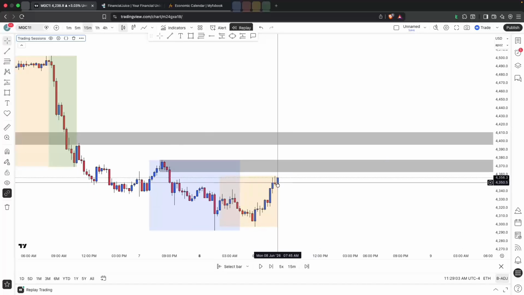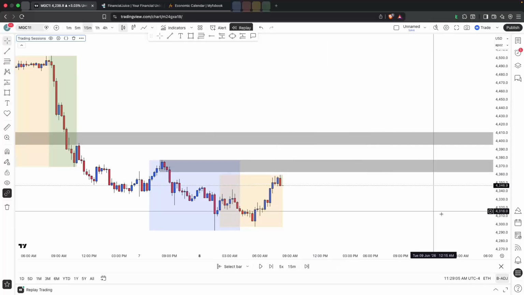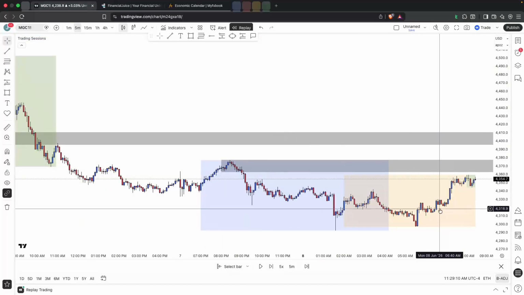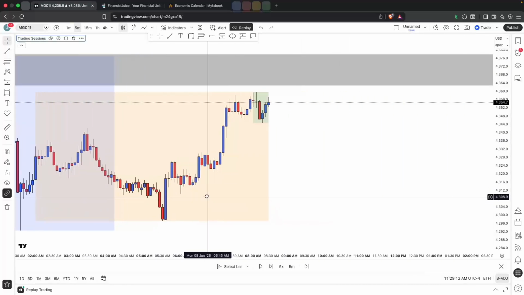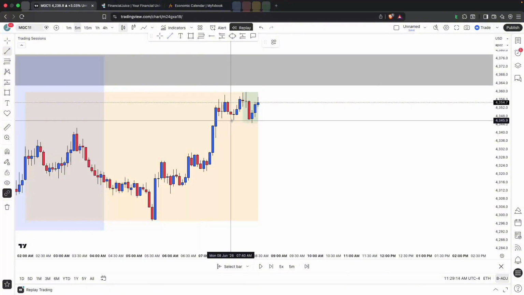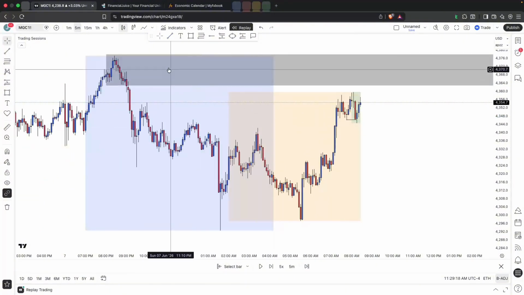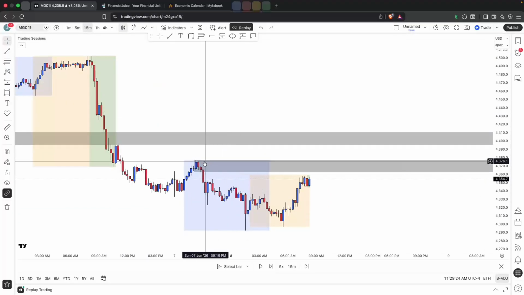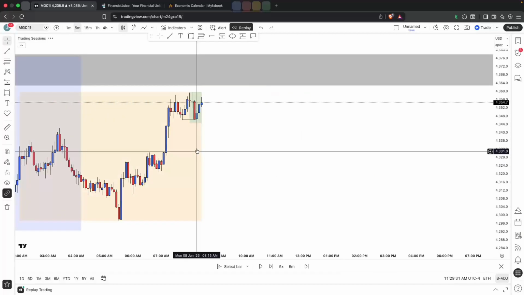So we're going to see what price does. On the 5 minute, we see price come down, sweep this liquidity for a buy. So I kind of want to look for sells here. I want to see how price reacts to this area. But if we sweep this liquidity, I'll look for sells. But let's see how price reacts.